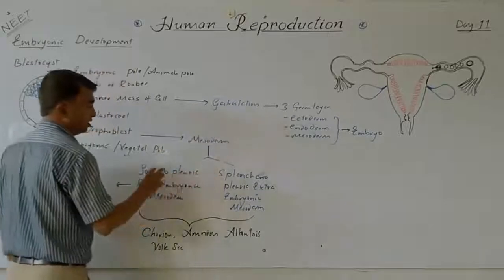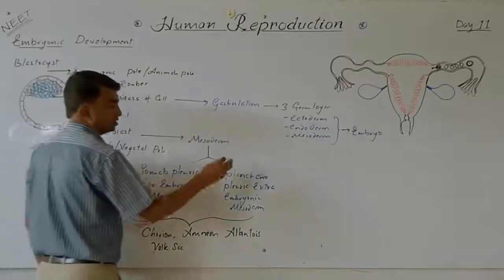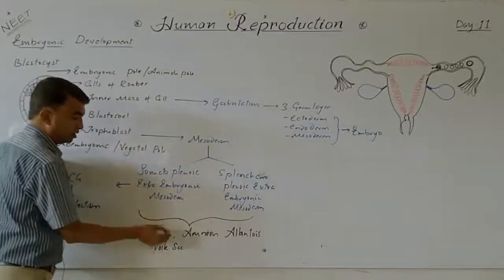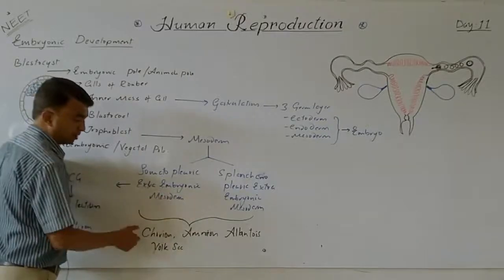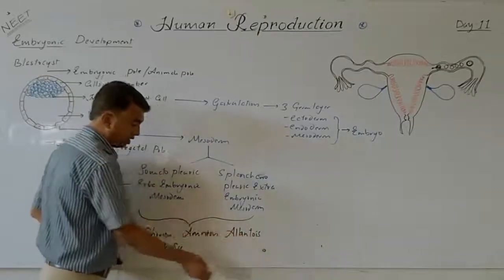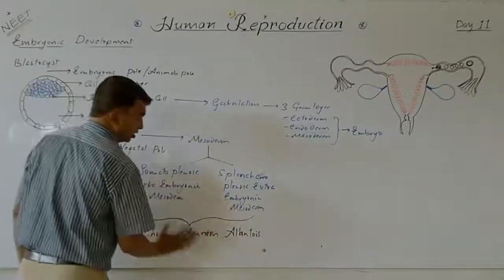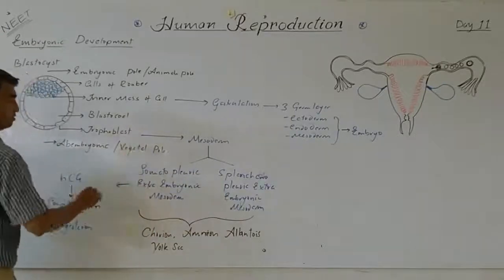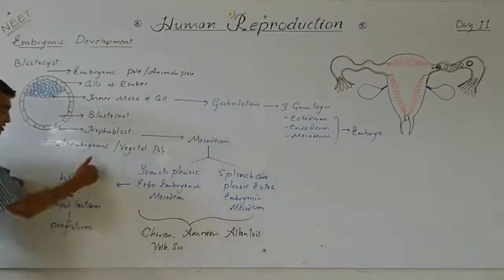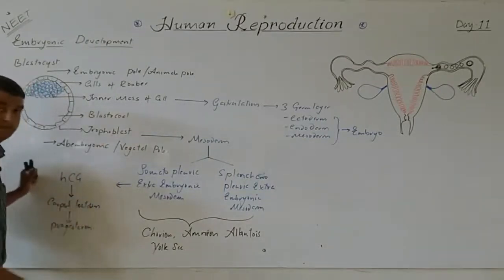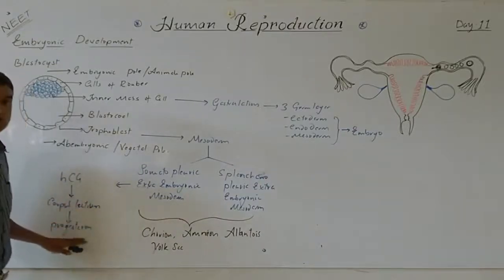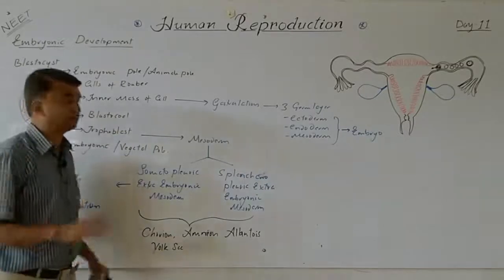The mesoderm is of two types: somatopleuric extraembryonic mesoderm and splanchnopleuric extraembryonic mesoderm. With the involvement of these and the ectoderm and endoderm, it produces the extraembryonic membranes, which are present outside the embryo: the chorionic membrane, amnion, allantois, and yolk sac. So they play a very important role in embryonic development. Apart from this, the trophoblast produces HCG, human chorionic gonadotropin hormone. This HCG helps in the maintenance of the corpus luteum, which is nothing but the ruptured Graafian follicle. This corpus luteum helps in production of progesterone, which is required for the implantation.